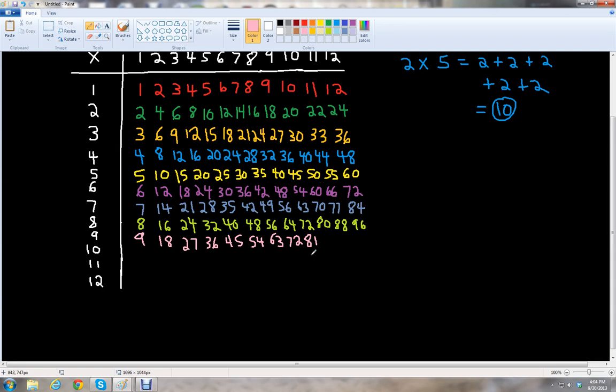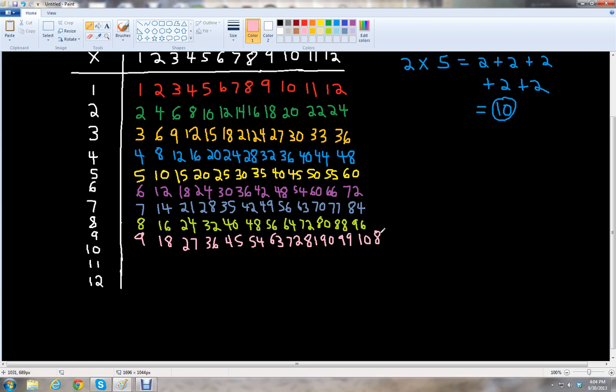9 times 10, it'd be 90. 9 times 11 is 99. And then 9 times 12, we can get to a 3-digit number, 108. And there's our first 3-digit number, getting into the nines.